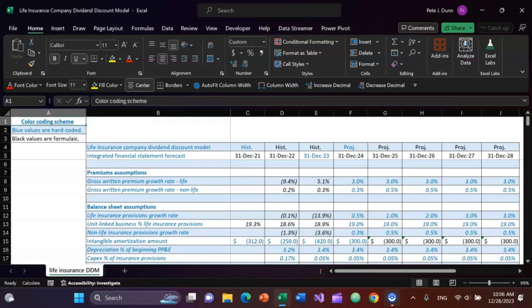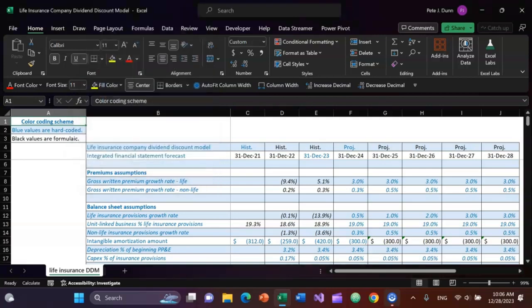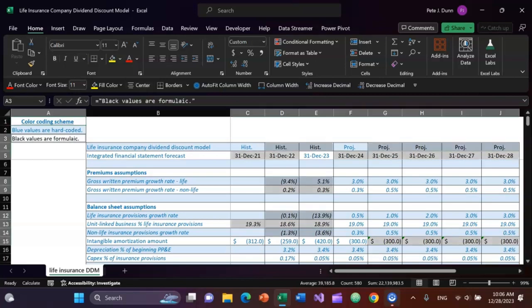If you want to select all the formulaic numbers, F5, Alt, S as in Sierra, F as in Foxtrot, press Enter. And you can see the Microsoft Excel software has selected all the formulaic cells. So that's a good set of keyboard shortcuts to know. That F5, go to Special menu when you're checking your own work or checking the work of others if they have a color coding scheme.